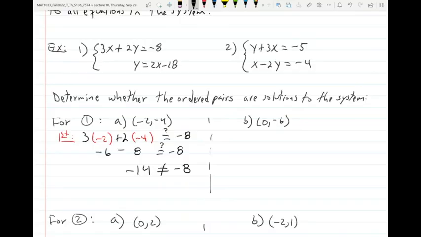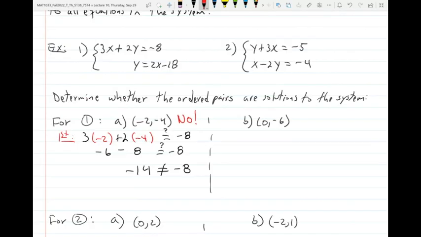So what does that mean? It means this point is not a solution of the first equation, therefore it's not a solution of the system, because it doesn't work for the first one. So the answer is no, it's not a solution to the system.